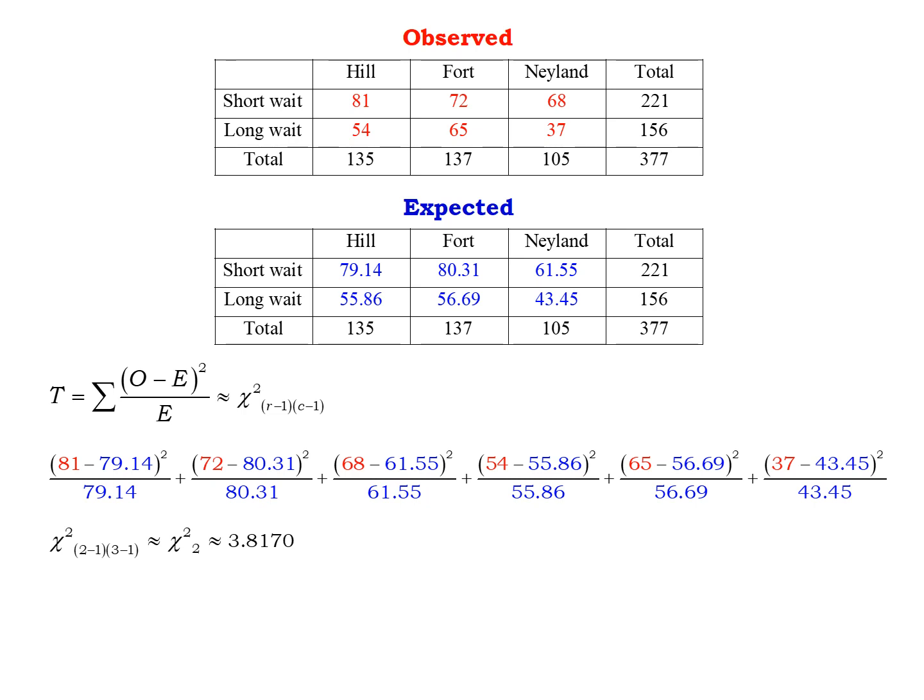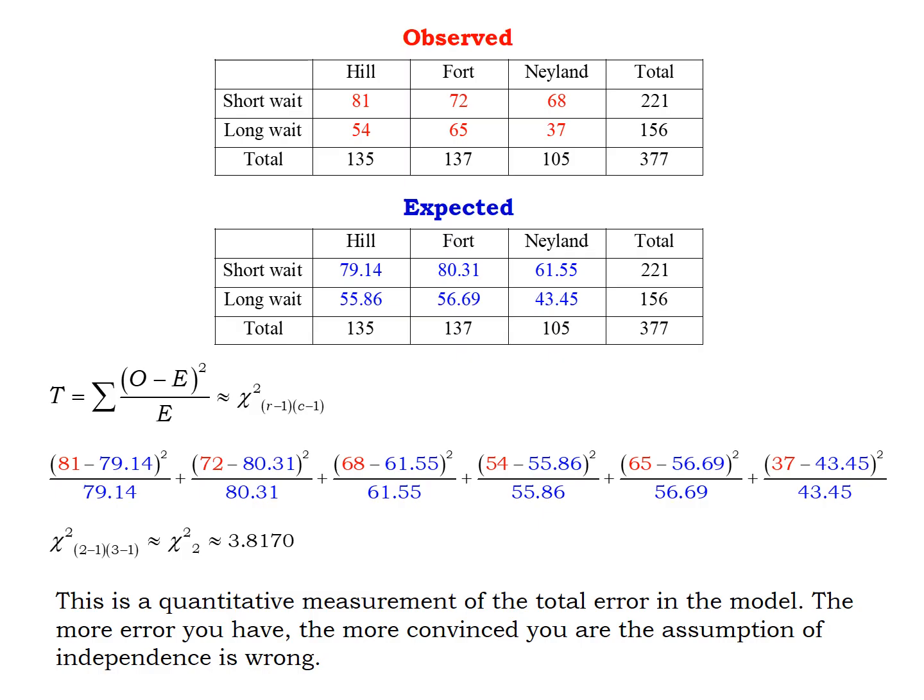So let's talk about the degrees of freedom here. We had 2 rows minus 1 and 3 columns minus 1. That's going to give me 1 times 2. That's where the 2 degrees of freedom is coming in. And my test statistic, if you multiply all this out and add all these pieces together, is approximately 3.8170. Remember, this measures our total error. So assuming independence, this is some quantitative measure of how far off our results are from exactly what you'd expect if our variables were in fact independent.